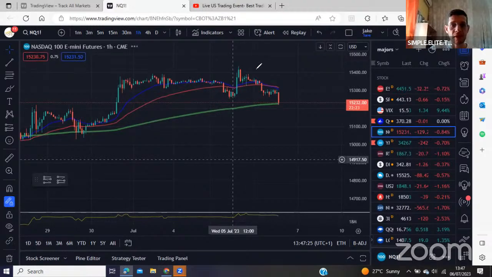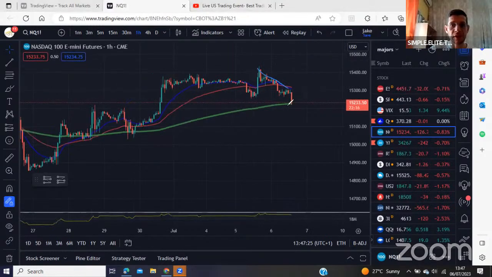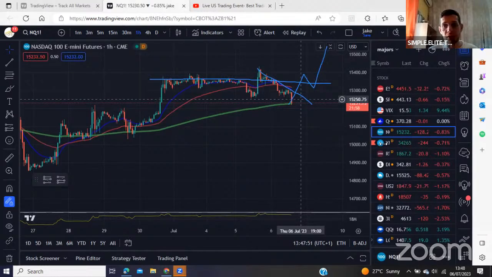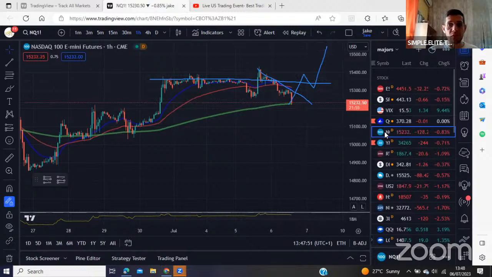So to be a buyer, I have to break this trend line, come back above, and start to have some cycle to the upside. Also find a nice support area here. So on top of this level, 15,360, I would consider it on the long side. And same view, I have to do for the S&P 500 and all the other stocks.